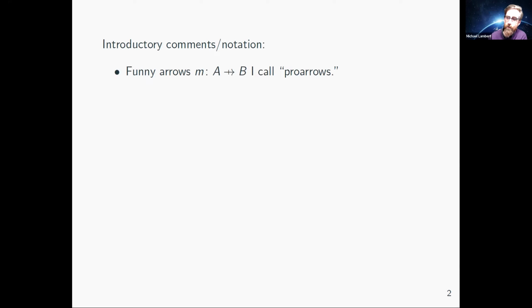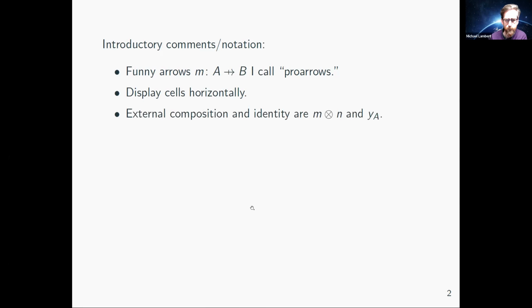The decorated arrows I tend to refer to as pro arrows. This is recalling the idea of a pro arrow equipment. Cells I tend to display horizontally, in the sense that the pro arrows are horizontal as opposed to vertical. External composition of pro arrows and cells, I use a tensor for that. And the external identity, I use Y.